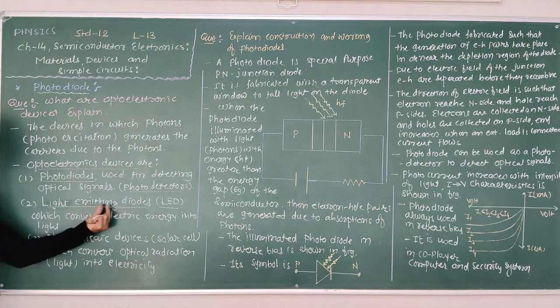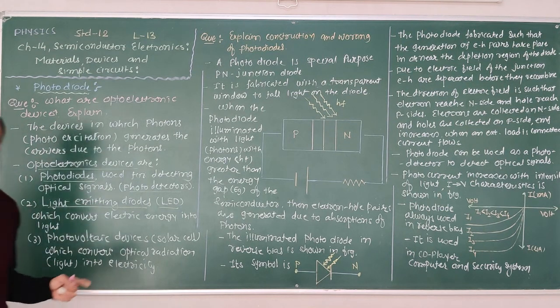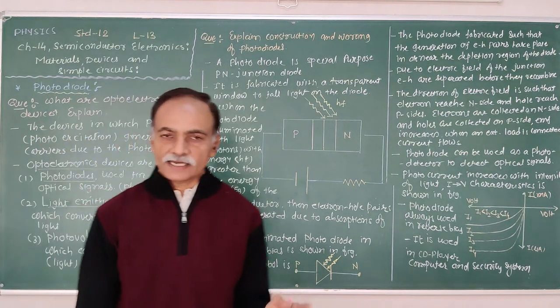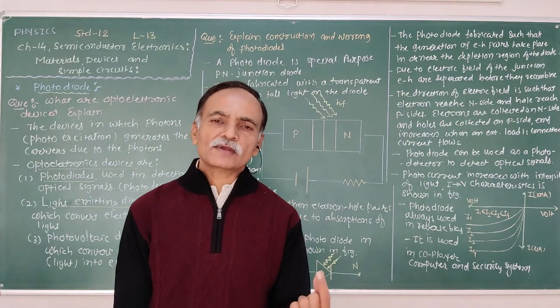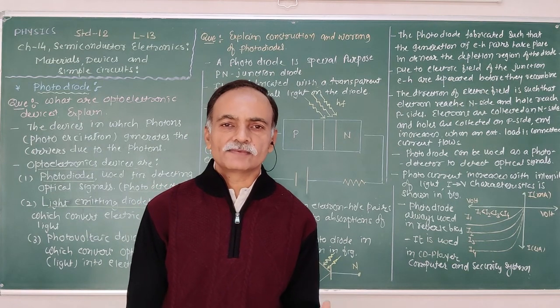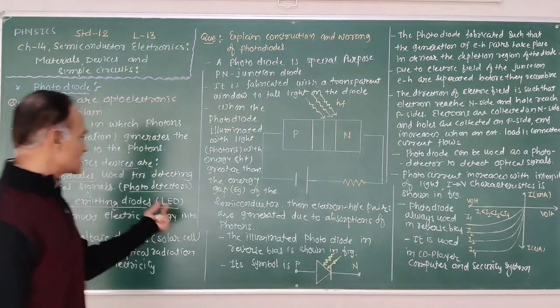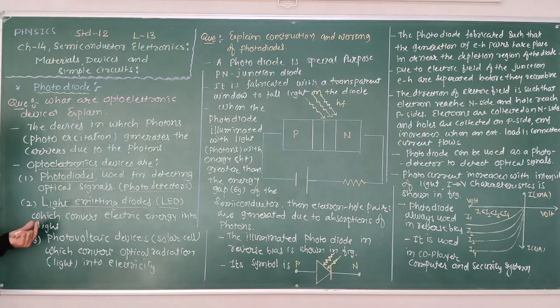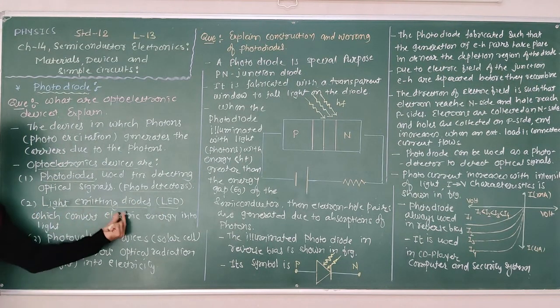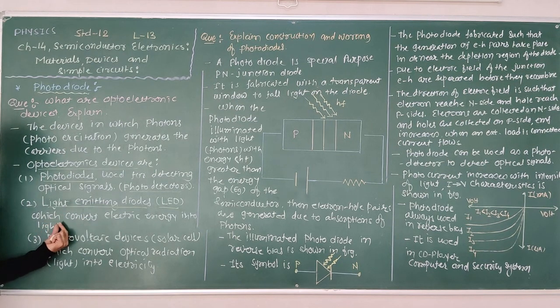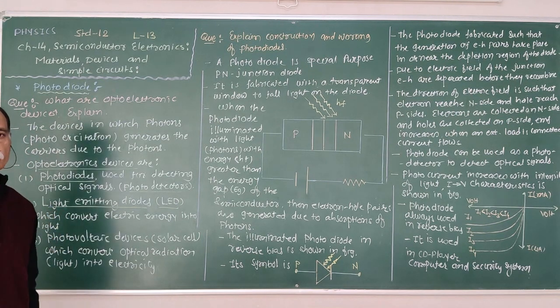At that time this type of diode was used, and also just past Diwali we were using the color cells. At that time what bulb was used? That is the LED bulb. There is also this type of PN junction diode. Now the light emitting diode, that is the LED, converts electric energy into light. Electric energy is converted to light energy by the light emitting diode.